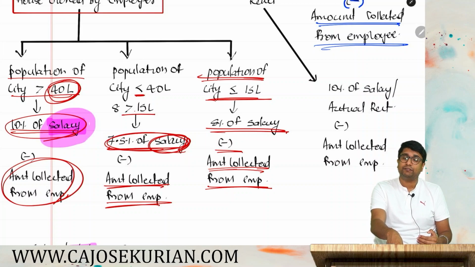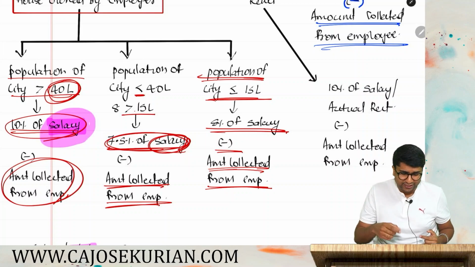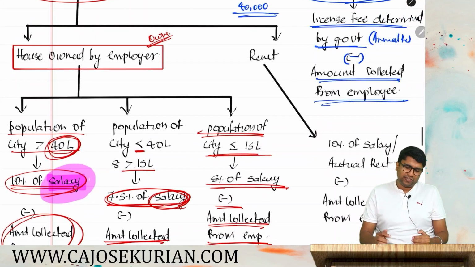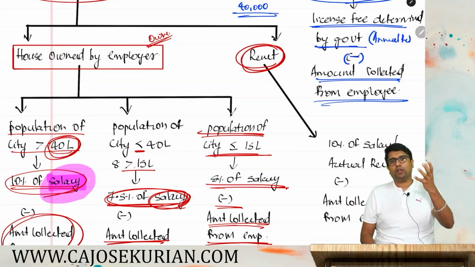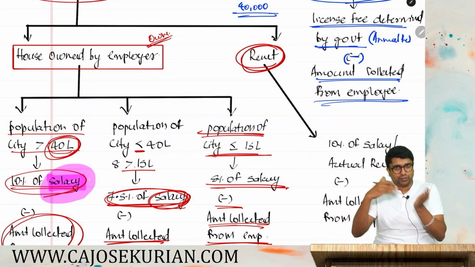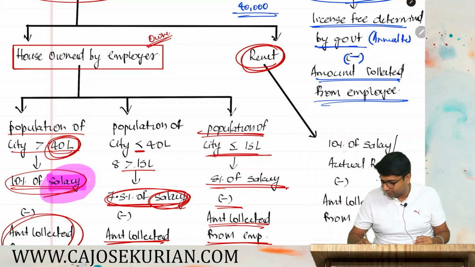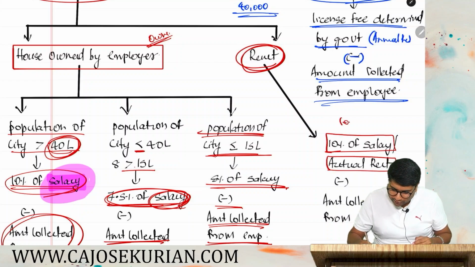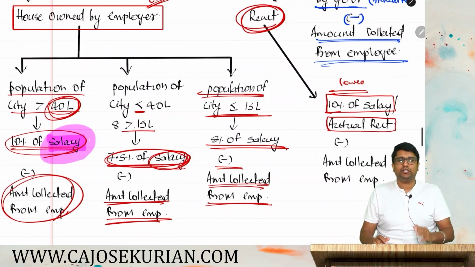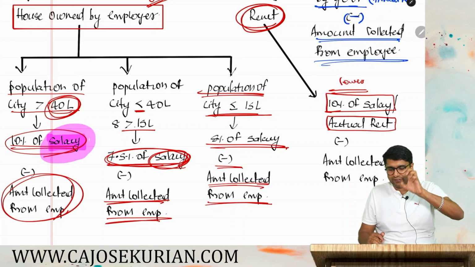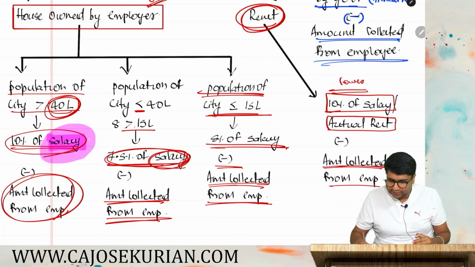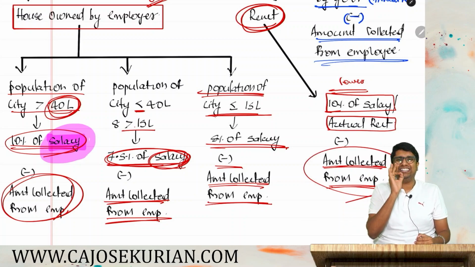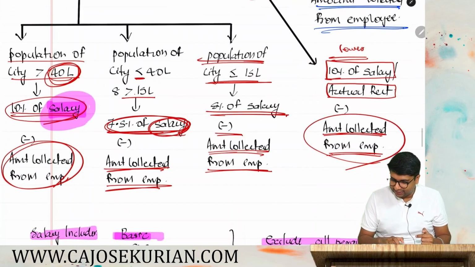So either in the question they will give the population of the city, or you can assume the population of that respective city. Now this alternative is there if the house is owned by the employer. And what if the house is taken on rent by the employer? The employer has taken a house on rent and given that respective house to the employee. In such a case, you have to value like this. Either 10% of the annual salary of the employee or actual rent, whichever is lower. If the house is taken on rent, either you take 10% of the salary or actual rent, whichever is lower. Then from that you can deduct the amount collected from the employee, and this is how you have to value rent-free accommodation in accordance with the Income Tax Act 1961.